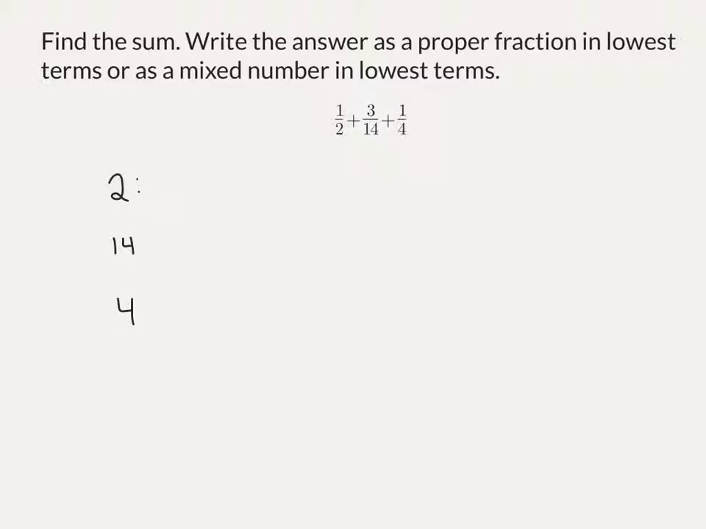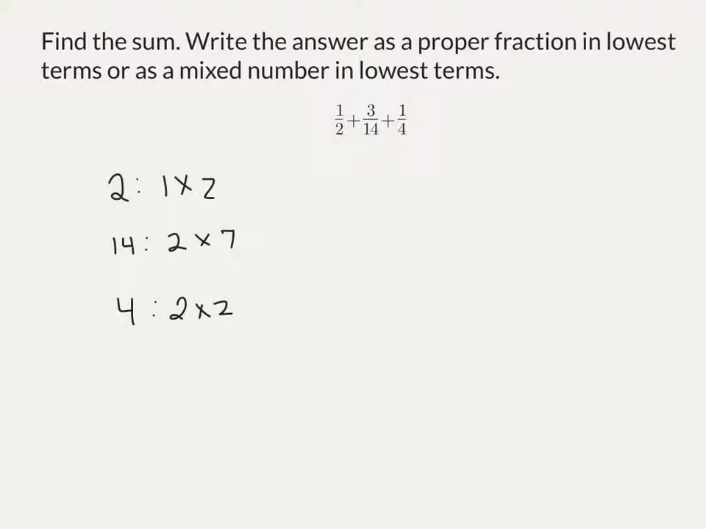The prime factors of 2 are 1 times 2. With 14, two numbers that when multiplied together give me 14 are 2 times 7. And 2 and 7 are both prime factors. So I can write the prime factors as 2 times 7. And then for 4, I have the prime factors of 2 times 2.